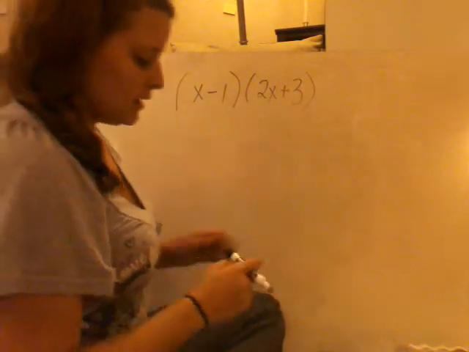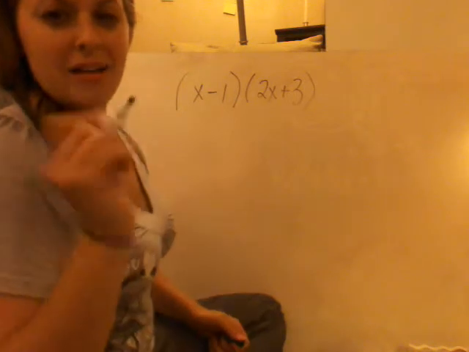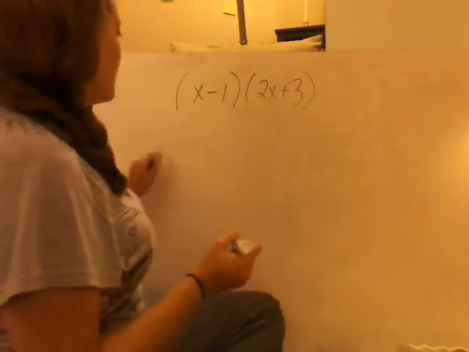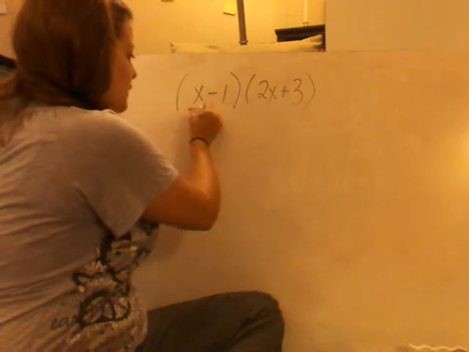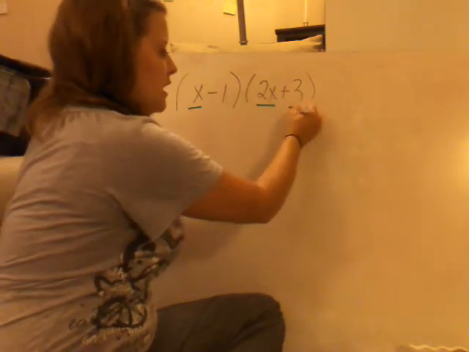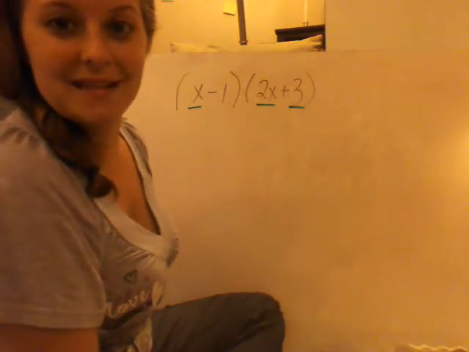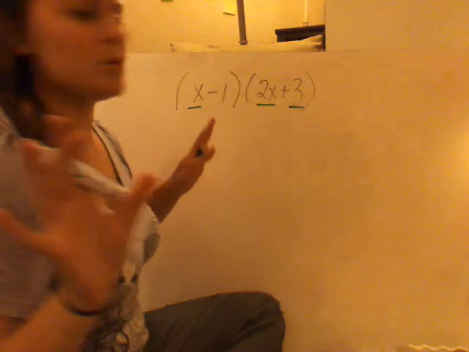Now we're going to switch up colors, because in case you didn't see the first video, I like colors. Now I'm going to take my first coefficient times the first coefficient of the second binomial, and the second number in the second binomial. Too many words. We're just multiplying. That's all we're doing.